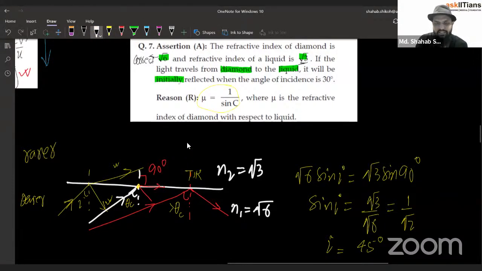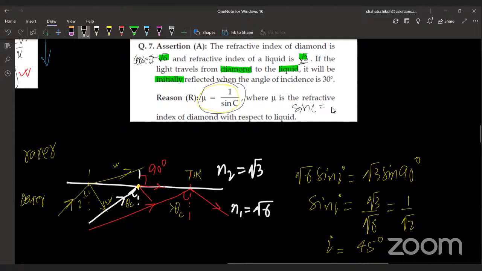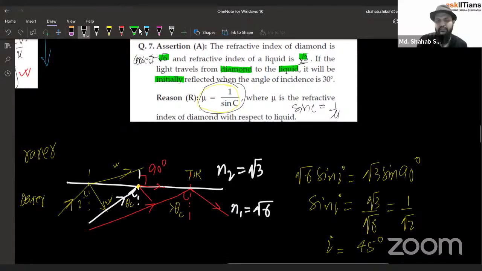It's not only when the other medium is not air. Understand it, this formula is only valid when the rarer medium is air, where the refractive index is 1. But in general, from here, what do you write? Sine C. Tell me, guys, from here, what do you write? Later on in the sentence, it's mentioned that mu is the diamond with respect to liquid. Okay, then that's perfect.